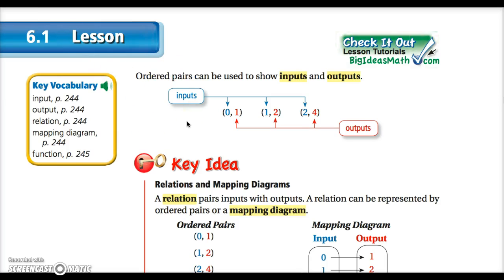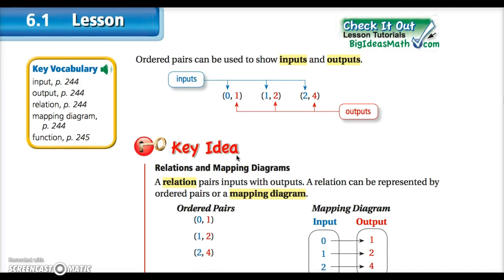So this is a page straight out of the textbook for the first lesson in chapter 6. And the first thing that it shows here is a set of ordered pairs. We have (0, 1), (1, 2), and (2, 4). Each of the x values in the ordered pairs are what are called inputs, and each of the y values are what are called outputs. So, very basic definition of what a relation is listed right here. All a relation does is it pairs an input with an output. So, an ordered pair is a relation.